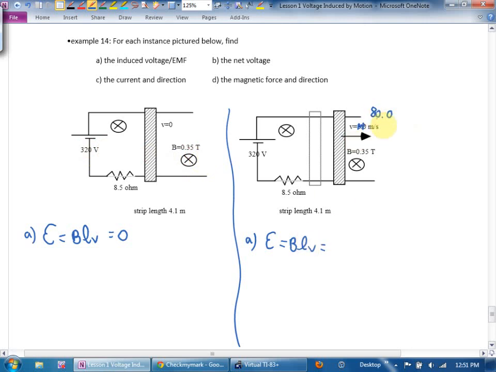0.35 times a length of 4.1 times 80. How many volts will we be inducing across this bar working against the initial source battery? Yeah. Anyone else? It's Kim. Yeah? Okay.